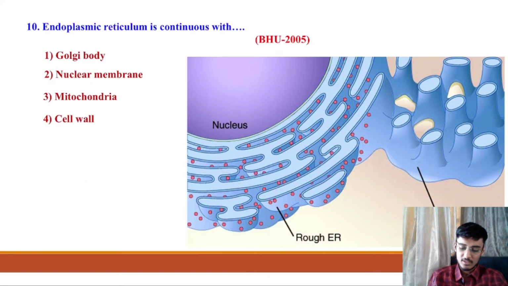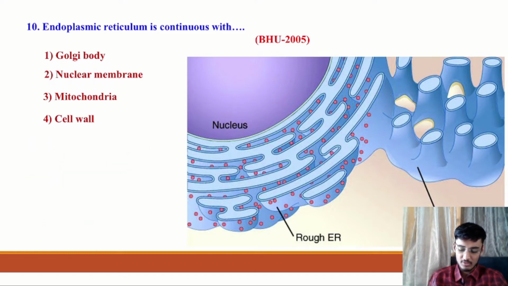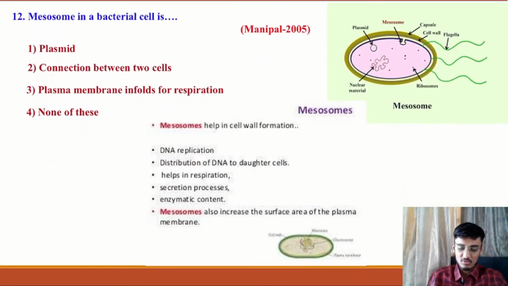Endoplasmic reticulum is continuous with. You can see the figure. This is the nuclear membrane, surrounding the nucleus. This nuclear envelope is attached with the endomembrane system, which is called endoplasmic reticulum. That's why endoplasmic reticulum is continuous with the nuclear membrane. Your answer should be 2. The fluid mosaic model of plasma membrane was proposed by, a very easy question, Singer and Nicholson.